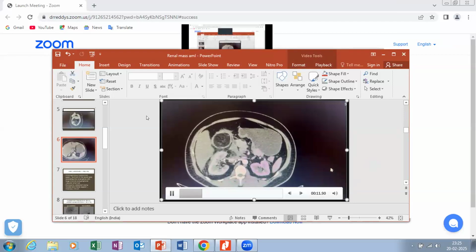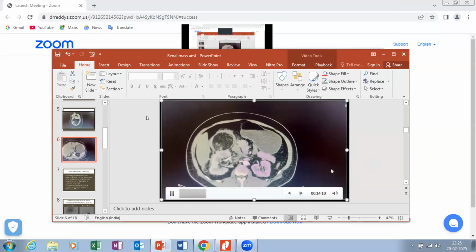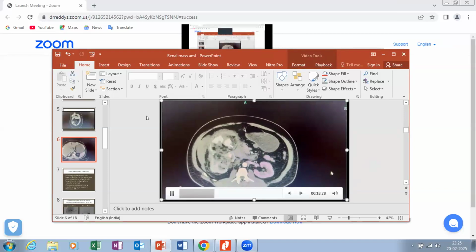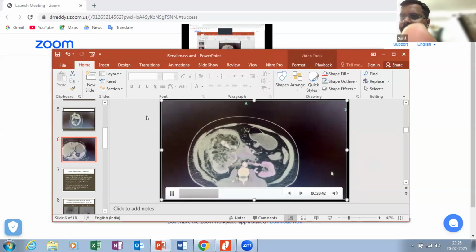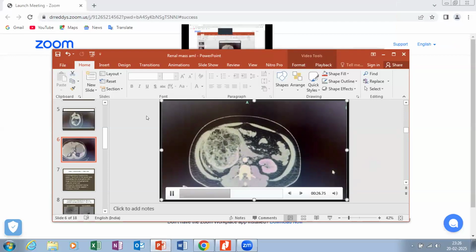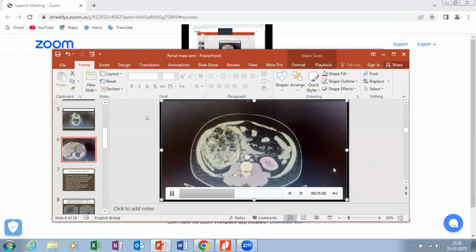See that in this one, the fat density is there in the mass. Now it's a hemorrhage. Yes. So this is where on the CT scan you can differentiate and say confidently that it was not a heterogeneous mass, but actually tumor bleed.